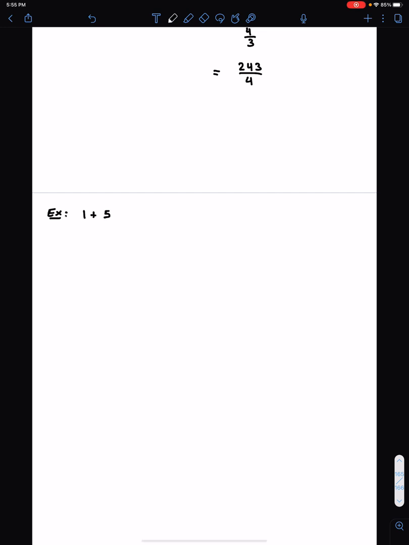One plus 5 plus 25 plus 125 plus ... So a1 is 1. The common ratio is 5. So this is also a geometric series. And I can rewrite it as the sum as n goes from 1 to infinity of 1 times 5 to the n minus 1.